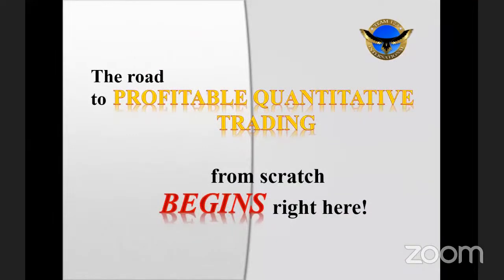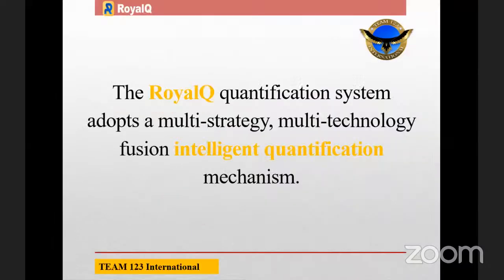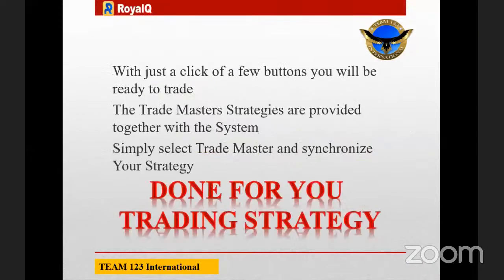the road to profitable quantitative trading. And we're doing this from scratch. Just look at this now. The Reiki quantification system is adopting a multi-strategy, multi-technology fusion intelligent quantification mechanism. This is understandable. With just a click of a few buttons, you would be ready to trade. The trade master strategies are provided together with the system. Simply select the trade master and synchronize strategy.